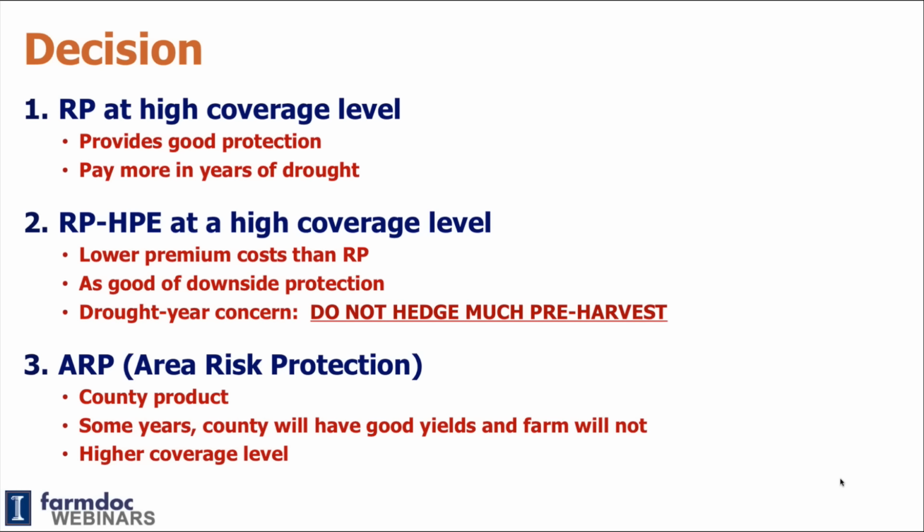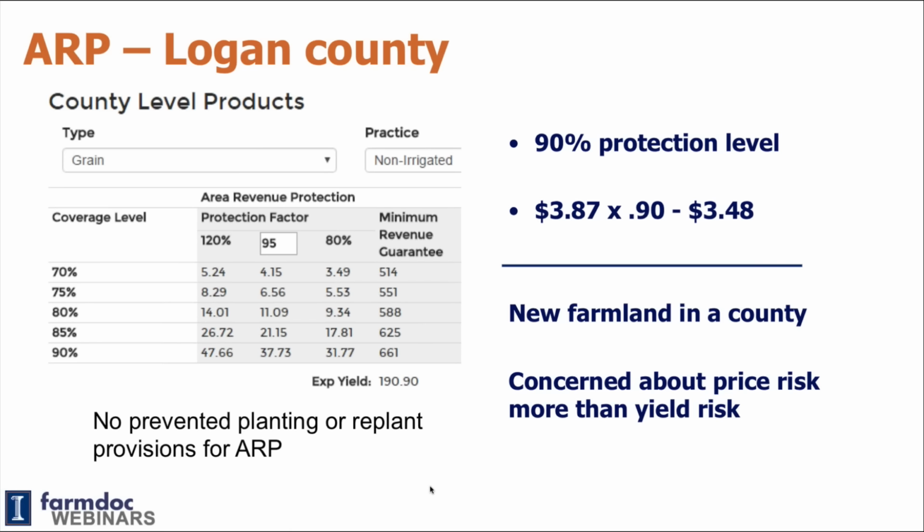Again, ARP will tend to pay out more than the other products over time on average. It has higher risk than the other products as well. Just to give you a feel, and you can get these numbers on our premium calculator, this would be the premium cost of Logan County ARP, $47, versus this is the premium cost of $19. Again, we would suggest taking this at 90% coverage level, with no prevent planting or replant provisions in ARP.